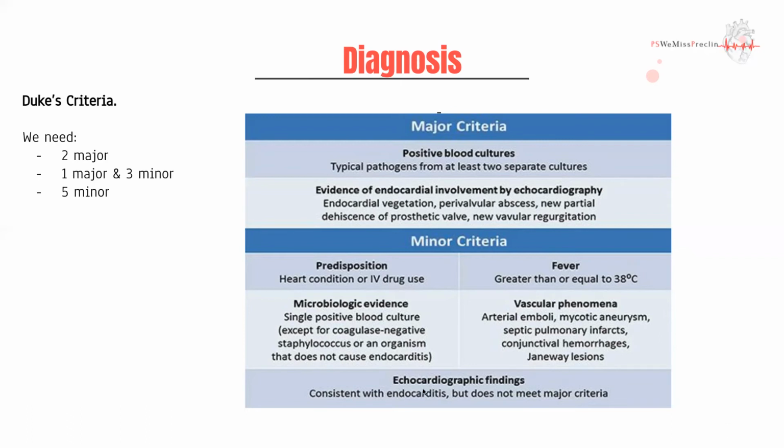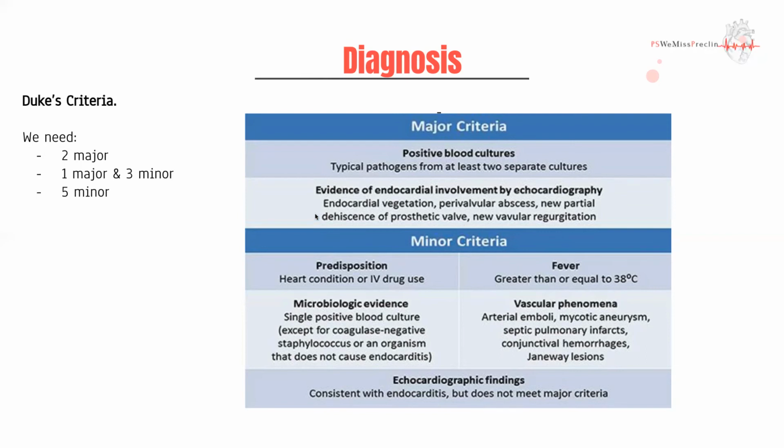And then you can have echo findings consistent with endocarditis but not meeting major criteria. For it to meet the major criteria, you need to have an endocardial vegetation, so a clear growth, an abscess, a new partial dehiscence of a prosthetic valve, so a part of the valve has degenerated, or a new valvular regurgitation. If you have something else on the echo that doesn't really meet this, then that constitutes a minor criteria.